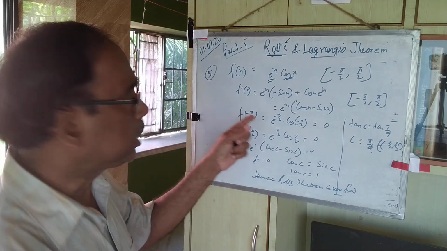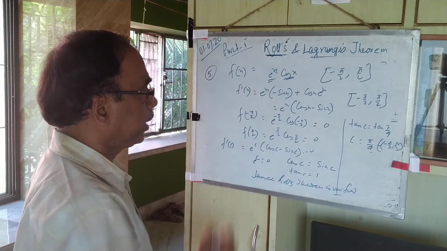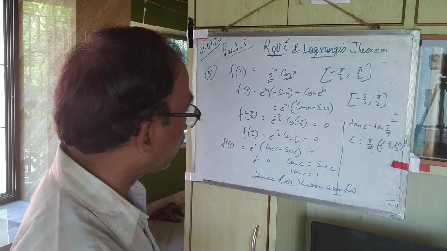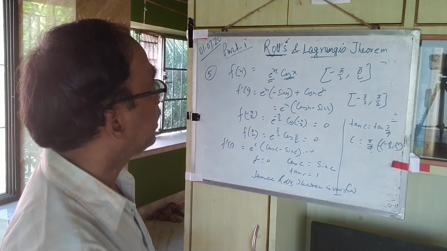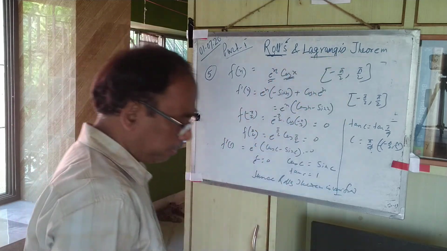Now in this way, the 3 conditions are satisfied, then we can say Rolle's theorem is verified. In my next class, I shall explain Lagrange's mean value theorem.